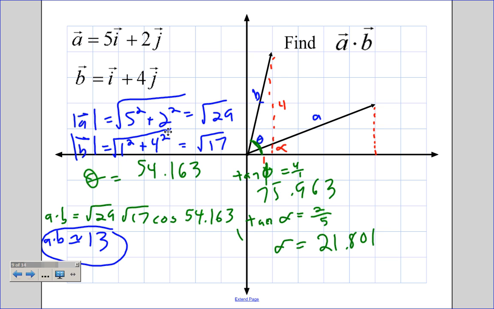Now we want to see if there's a way that we can get 13 just by using these. Well, 5 times 1 is 5. 2 times 4 is 8. And if I add them together, I get 13. So there's a way to get A dot B without going through all of this work. We can just do 5 times 1 is 5, 2 times 4 is 8, add them together, and you get the same answer as going through all of this. It's really nice because now there are two methods for finding A dot B.